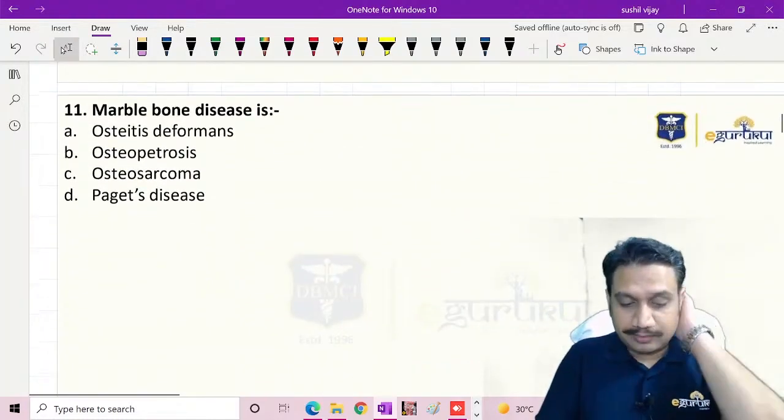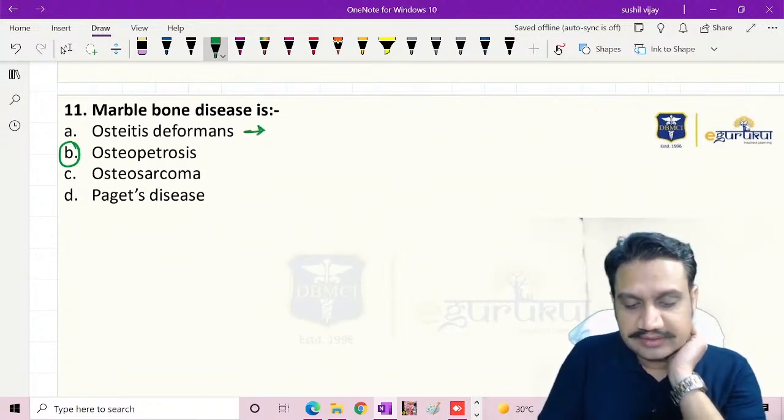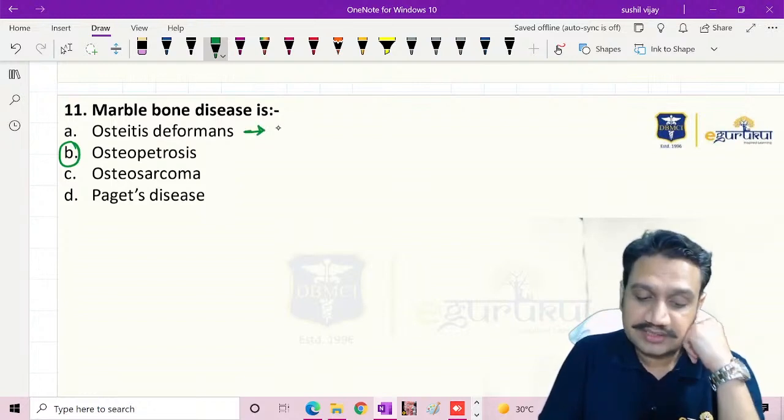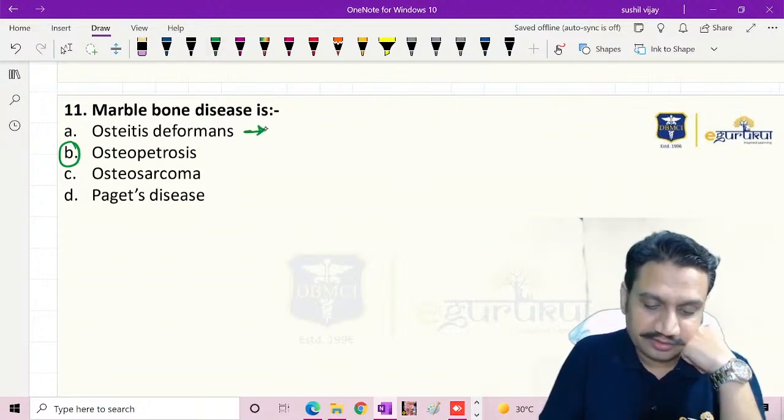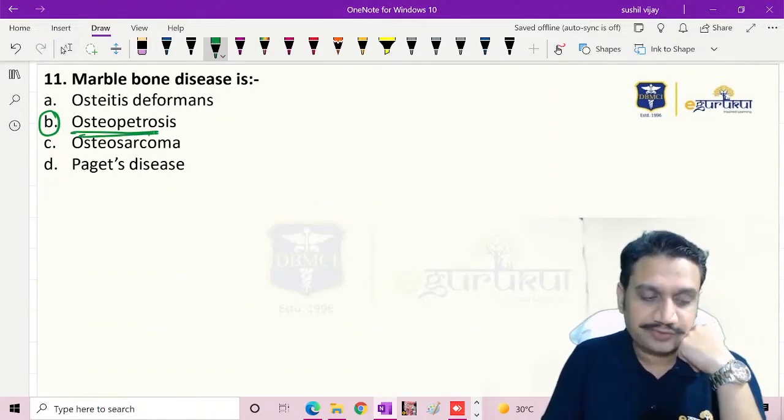Chalo. Marble bone disease also we have discussed. It is what? Osteopetrosis. Osteitis deformans. What is that? It is again the name for Paget's only. Right? So osteopetrosis, marble bone disease. We have discussed that again.